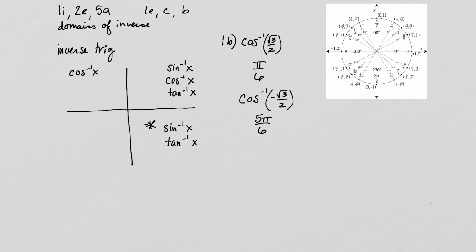So all the inverses are in the first and second quadrant only? Only inverse cosine. So it depends what it is. So that's what I just wrote here. Inverse cosine is in 1 and 2. Inverse sine, inverse tangent are in 1 and 4.